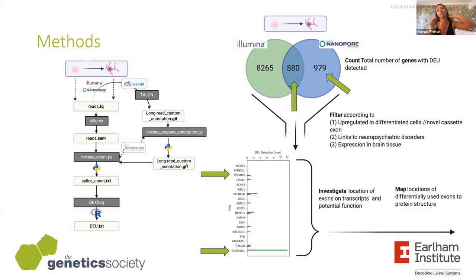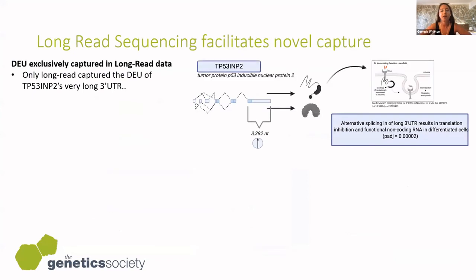So I filtered these genes because there's a ton of them going on. I don't really care about all of them. So I filtered them and I looked at the ones that were upregulated in the differentiated cells, the ones that had these novel new cassette exons that were annotated using this Talon software, and ones that were expressed in brain tissue and related to neuropsychiatric disorders. So I'm just going to give you a couple of examples of the really interesting ones that we found.